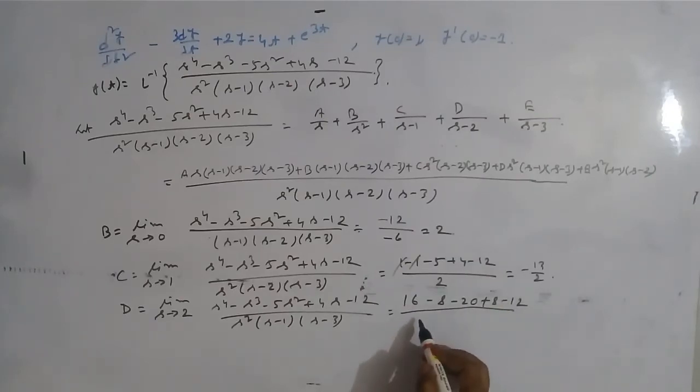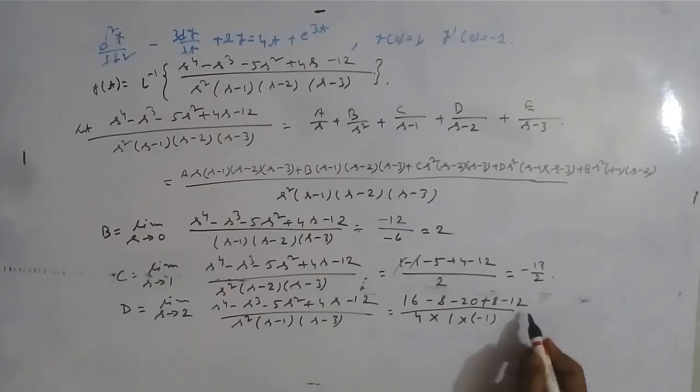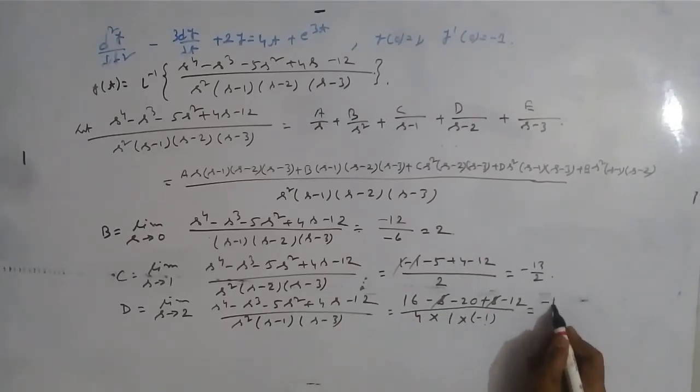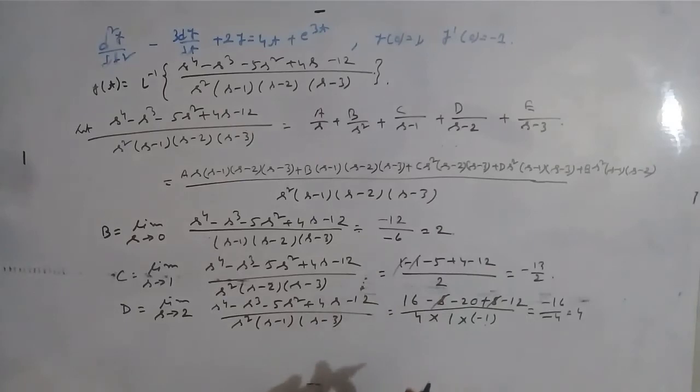Okay, so that will be 4 into 1 into 2 minus 3 minus 1. Okay, so this will be equal to 8 is cancelled out, so 16 minus 20 minus 4 minus 4 minus 16 by minus 4, that is 4. Okay, so d equal to 4.